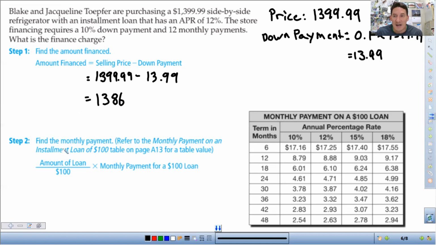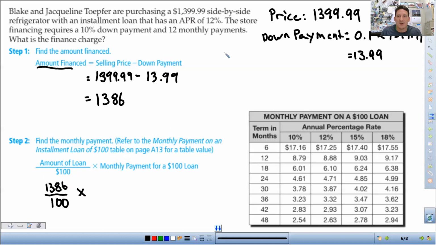So next we need to find the monthly payment. So we're going to refer to the monthly payment on the installment loan of $100, on page A13. So first we're going to figure out the amount of the loan. That's the amount financed. Amount of the loan and amount financed are the same. So I'm going to do 1386 divided by 100 times the monthly payment for a $100 loan.